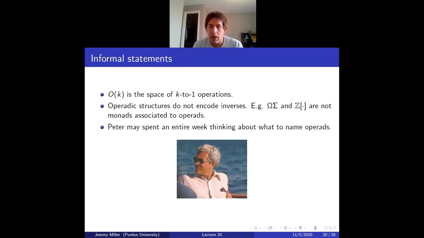Regardless, algebraic structures that you think of as inverses usually can't be encoded by operads. So loop spaces have inverses at least up to homotopy, and abelian groups have inverses. So these are encoded by monads, but they're not monads coming from operads.